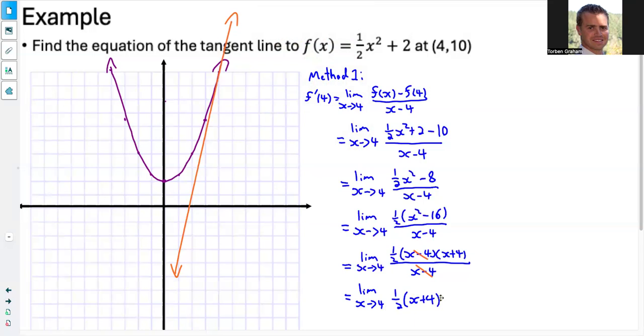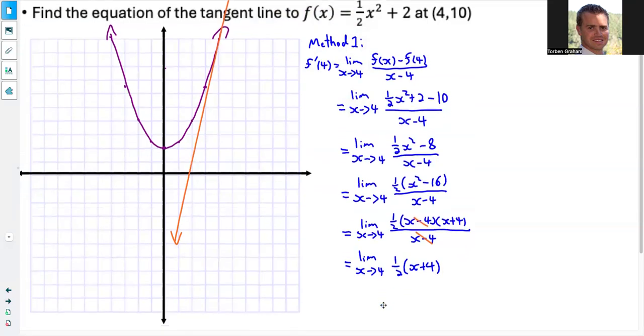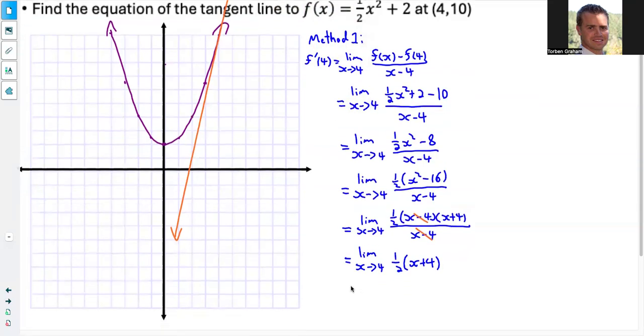At this point, this function exists at 4, so we can just do direct substitution. So it's going to equal 1 half times 4 plus 4. So that would be 1 half times 8, which is 4, which is our slope, or our f prime of 4.